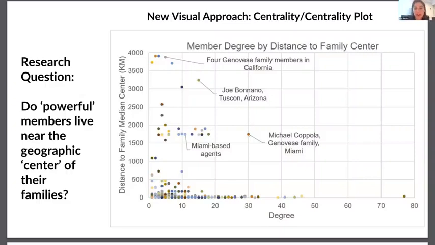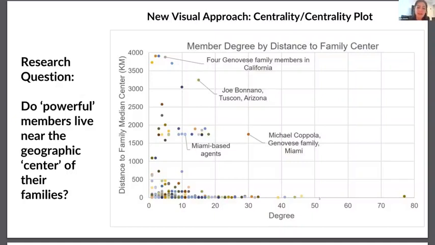Here's an example of a very high degree member that got sent to Miami, and that's Michael Coppola from the Genovese family. This is Joe Bonanno, also known as Joey Bananas. He was sort of exiled, or he left his family in New York to go to Tucson, Arizona. So even though he had a number of connections, he's far from the mean center. And then these are 4 Genovese family members in California.